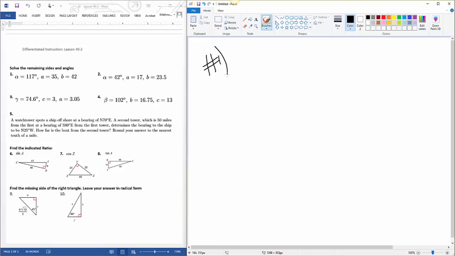Alright, number 1. It says alpha is 117 degrees. So that's angle A. Side opposite is 35 and side adjacent is 42. So now I need to use the ambiguous checklist. See if I can pull that up.